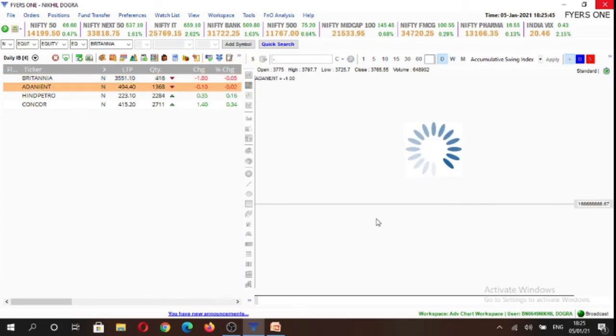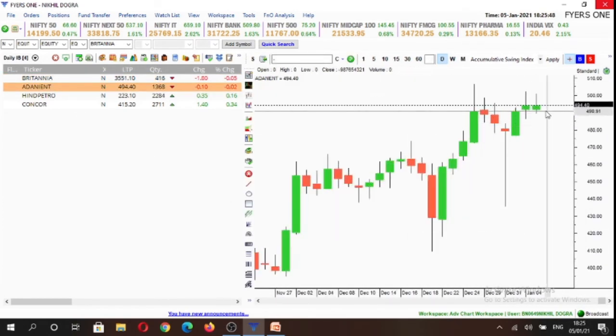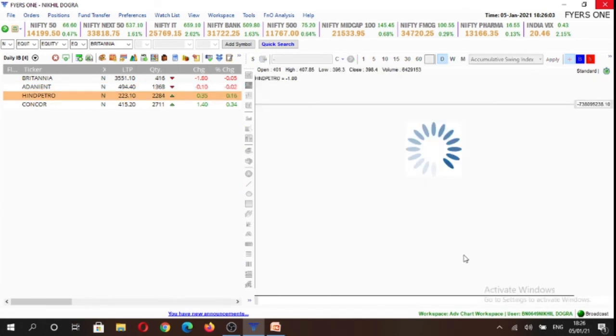Our second stock is Adani Enterprises. Today again it was an inside candle, so we'll look for buying opportunity above 501.5 levels, or we'll look for selling opportunity below 489.5 levels. And in the high-low range, we'll not be making any trades in Adani Enterprises. Our third stock is Hind Petro.